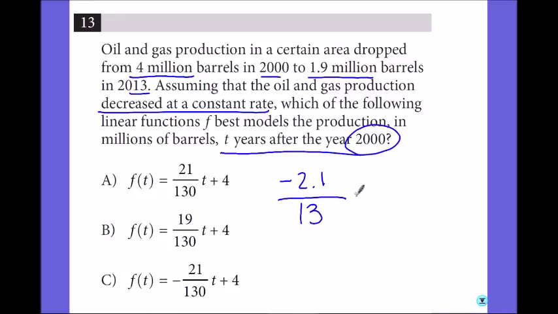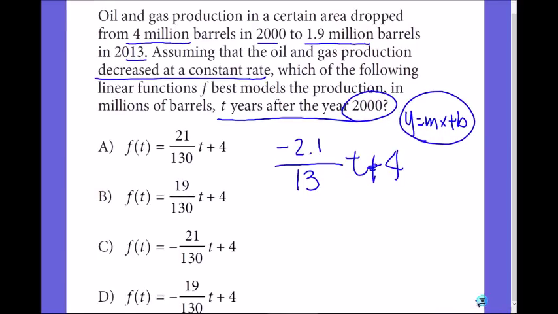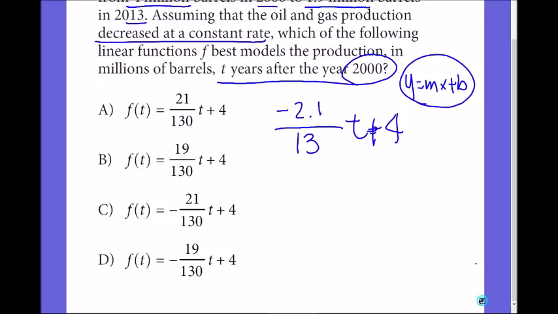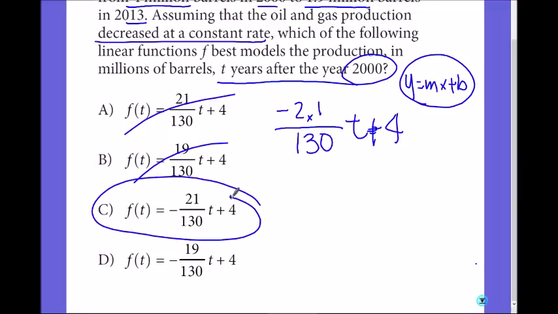Which of the following linear functions best describes the production t years after 2000? So the y-intercept will be what it was at 2000. So it was 4, right? y equals mx plus b. There will be a lot of questions involving the y equals mx plus b linear function. So it will look something like this. Plus 4 for the y-intercept. And the slope should be negative, not positive, because it's decreasing. So when you multiply by tens, it's negative 21 over 130 t plus 4.